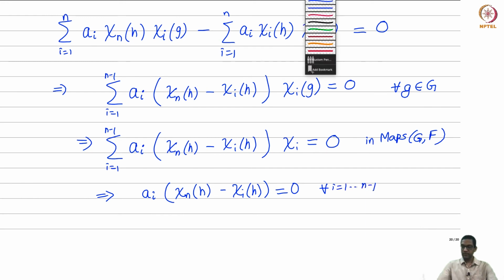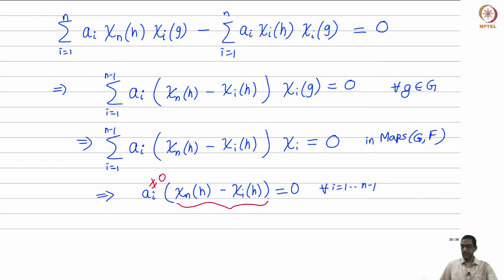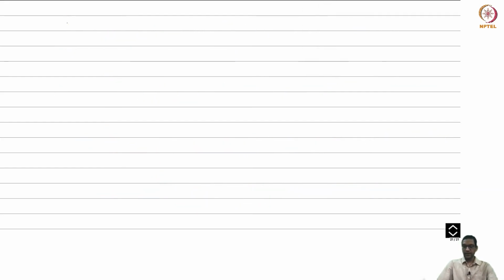But we recall had said that the A_i's themselves were all non-zero by the induction hypothesis. That means that the inside has to be 0. So we conclude then that chi_n of H therefore equals chi_i of H, for i equals 1 to n minus 1. But remember, this is the important observation, H itself was arbitrary. We fixed H to be any element of the group G.